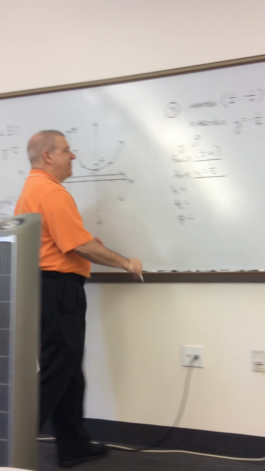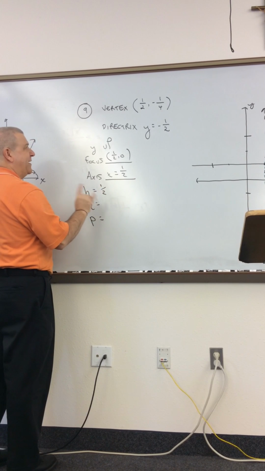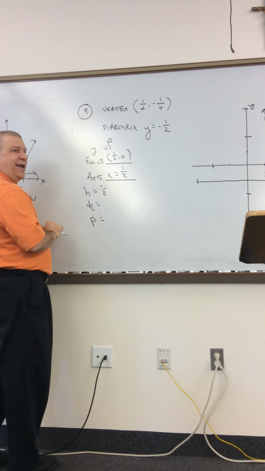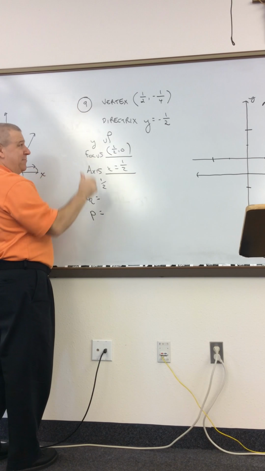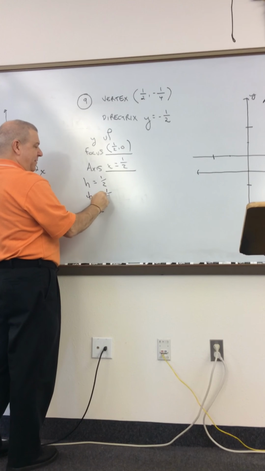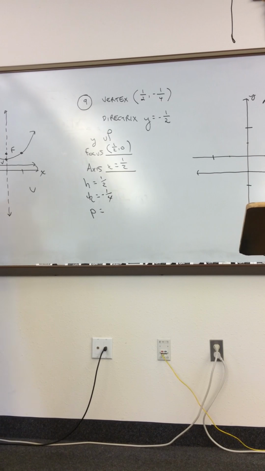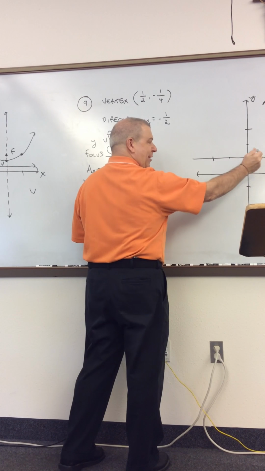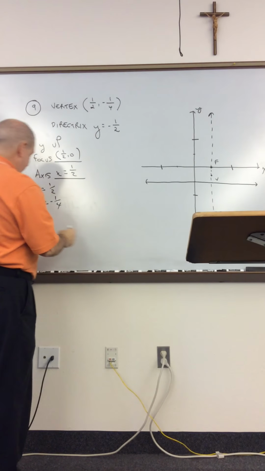David, what's H and K? 1/2, 0, 1. Whoa, whoa. What's K? K is not 0. H and K come from the vertex, remember? Negative 1/4. What's P? Positive 1/4. Are you clear on that? Look. Now, what if this was going down? Well, it would have been negative 1/4 then.